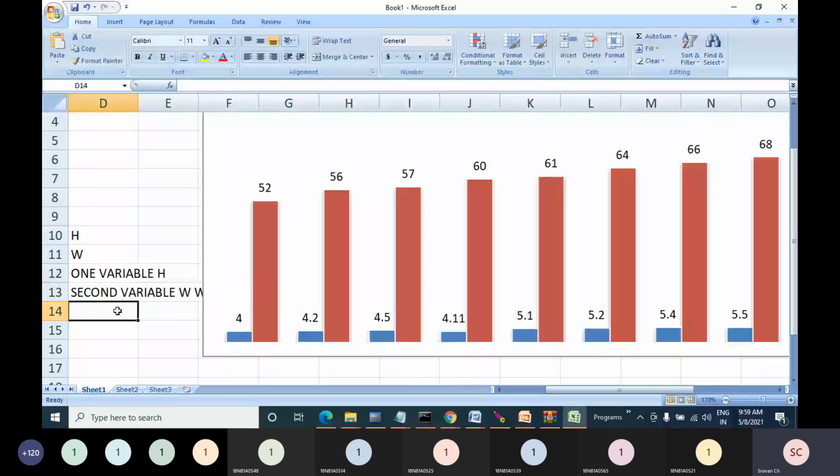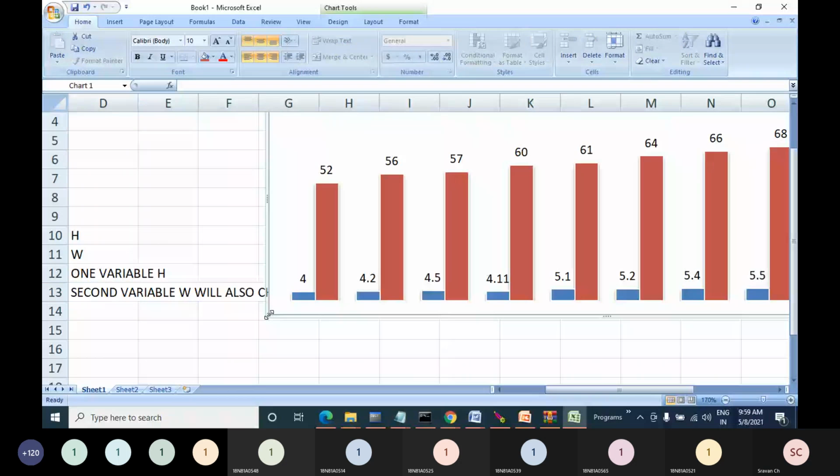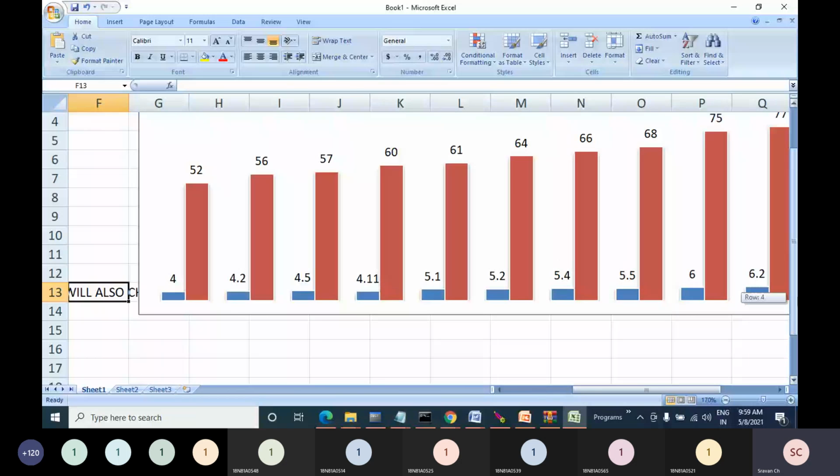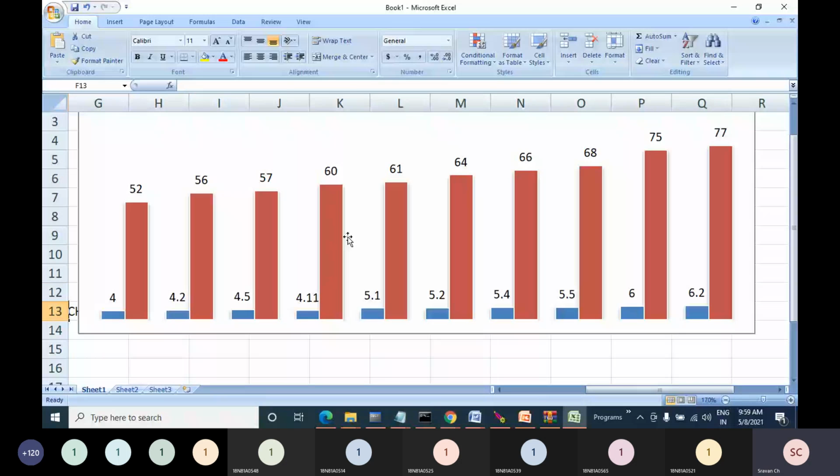Right? Now don't you find there is a dependency, or some kind of association between H and W? Will you accept that if H is changing, W has to change? Will you accept that when height is 4, weight should be 52? When H became 4.2, weight is 56. When H became 4.5, weight is 57. There is a relationship between these two variables. Do you accept this point? Please tell me. Please respond in the chat box.